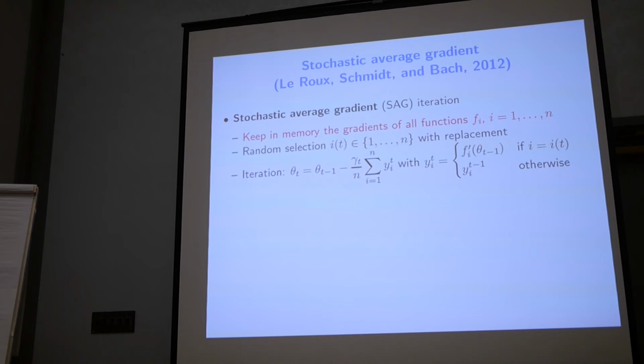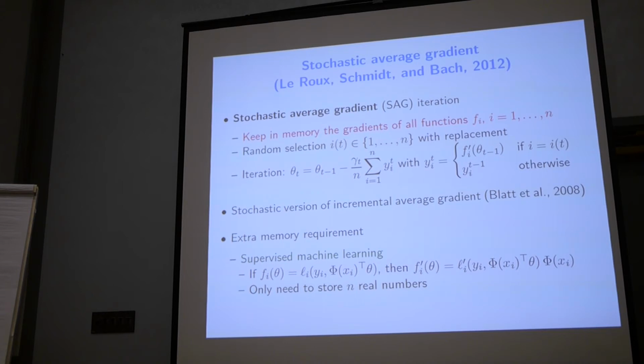Okay? So this is the value of the stored gradient of function i at time t. If you select that function, you just update the gradient, and if you don't select that function, you keep the old versions. Now, since at every time step we have a stored value, or an estimate, of the gradients, we can take the average of all of these and make a step toward that direction. So this is really, at the end, a very simple algorithm.